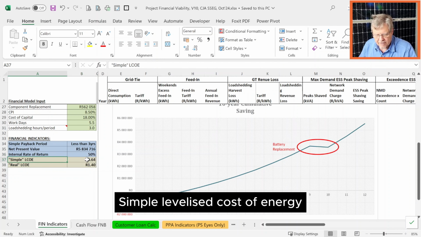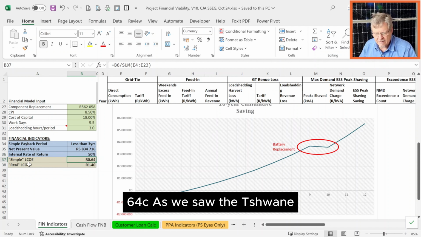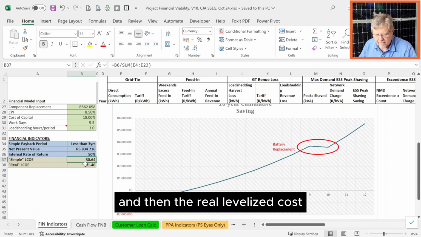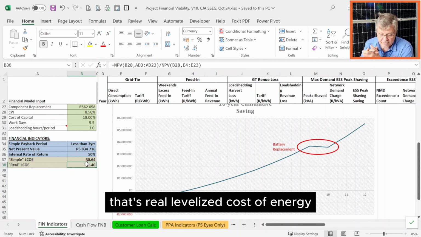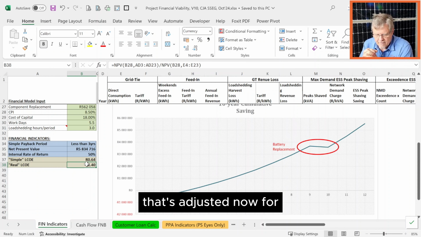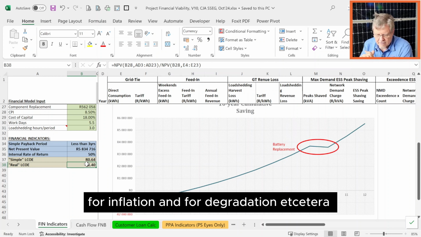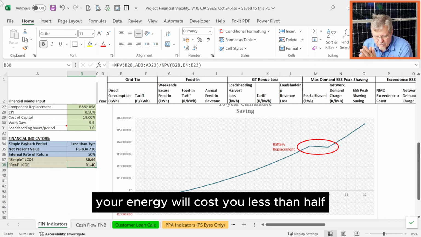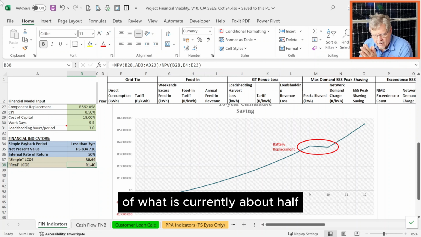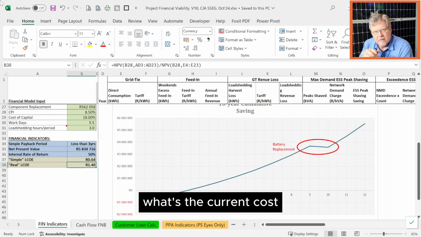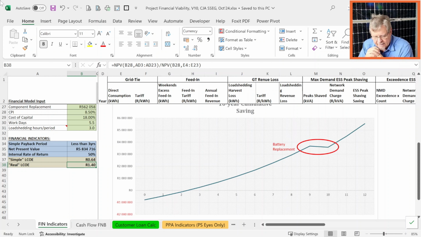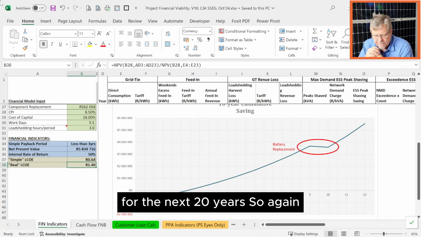Simple levelized cost of energy 64 cents. As we saw, the Tswane power at this stage is 222, 230 odd. And then the real levelized cost of energy, that's adjusted now for inflation and the degradation, etc. Works out at 1 Rand 40. So your energy will cost you less than half of what it's currently, or about half what the current cost is projected for the next 20 years. So again, an investment that can't be beat.